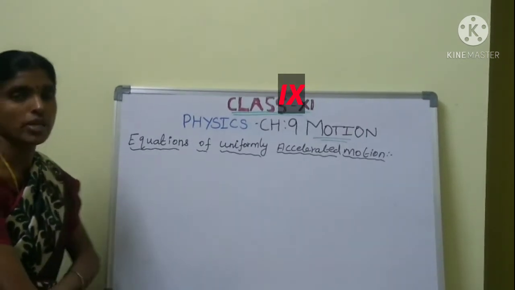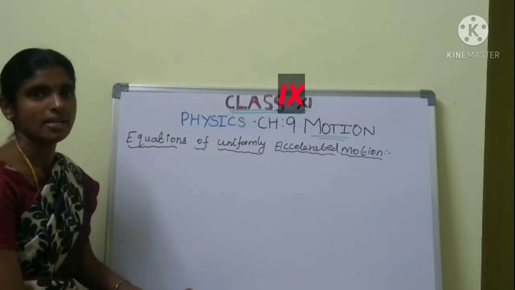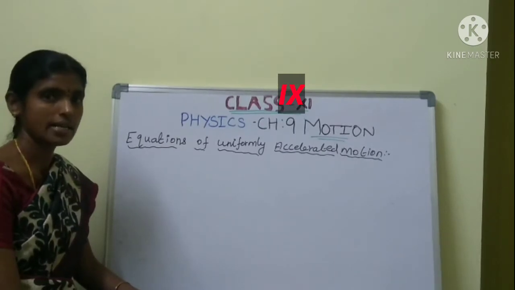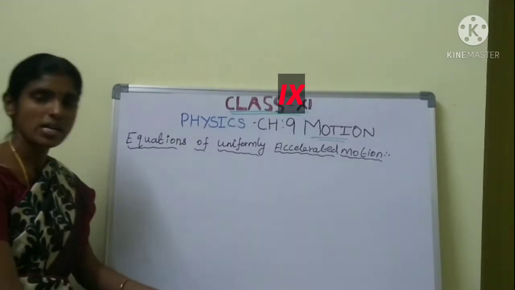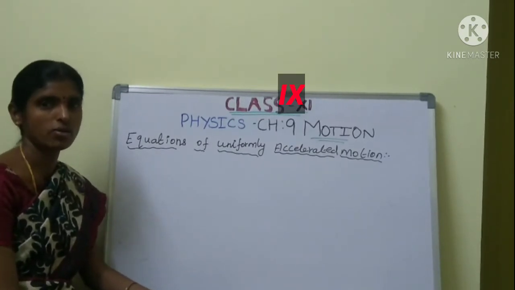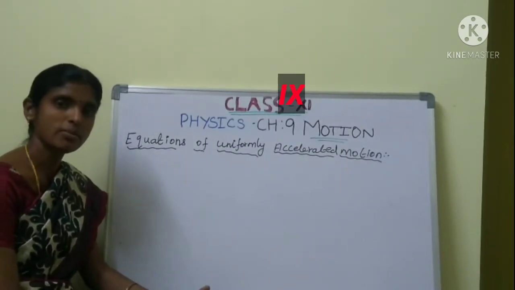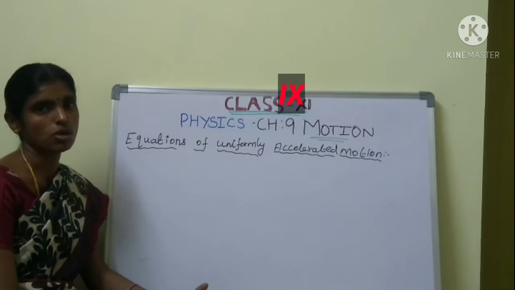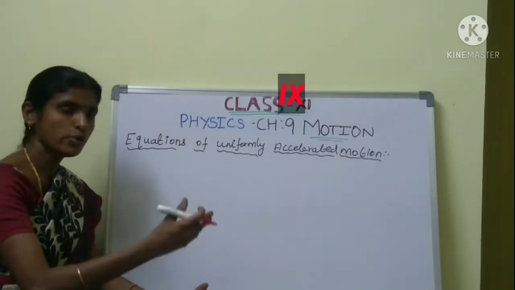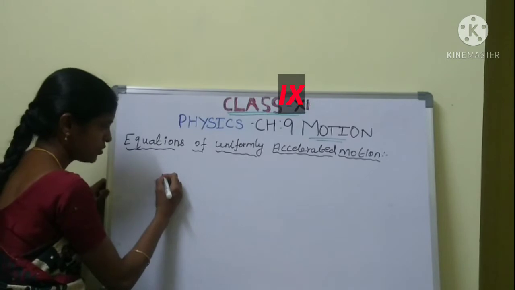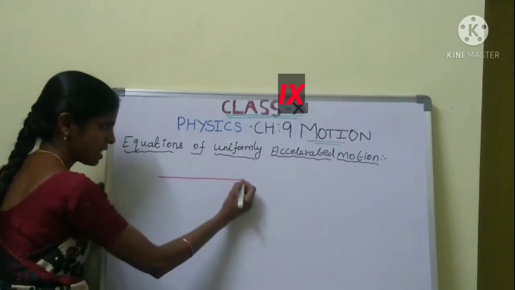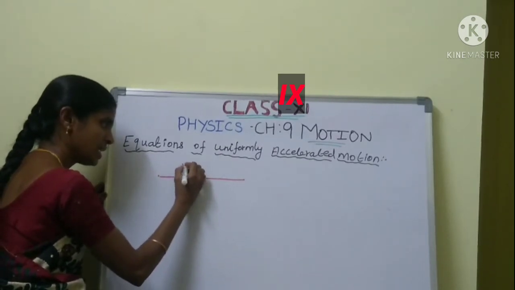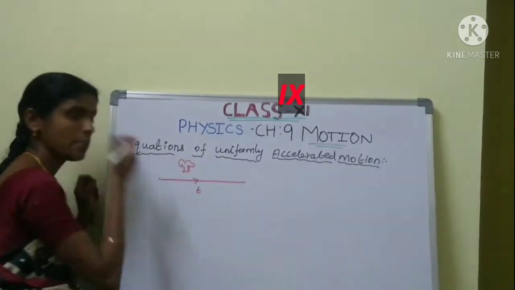Okay, students. Today we are going to discuss grade 9 physics, chapter 9, the motion topic. Already we have discussed in the motion lesson what is meant by motion. An object moves with respect to time and with respect to a reference point. That is called motion. Or, an object moving from one place to another place with respect to time and any reference point is called motion.